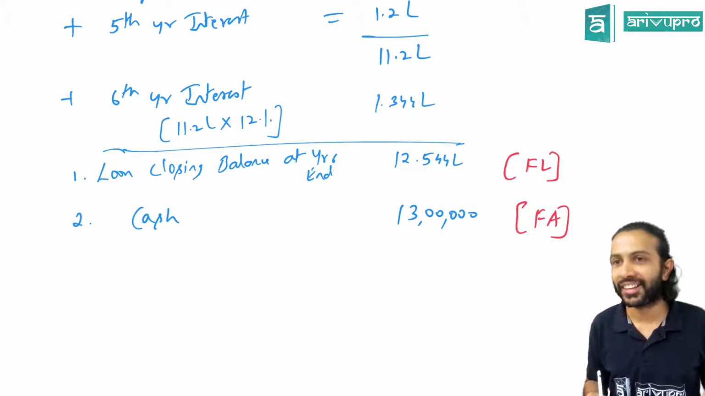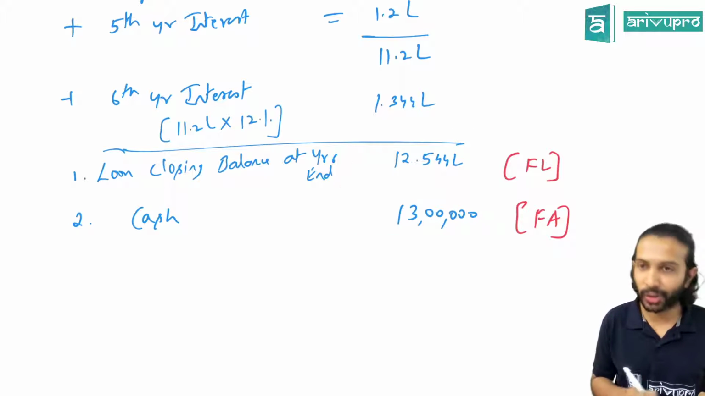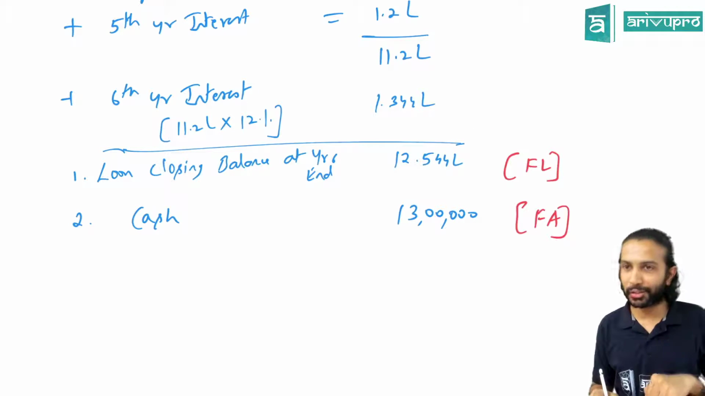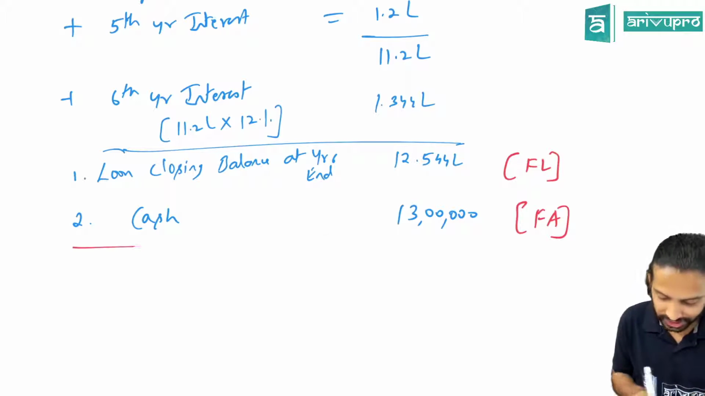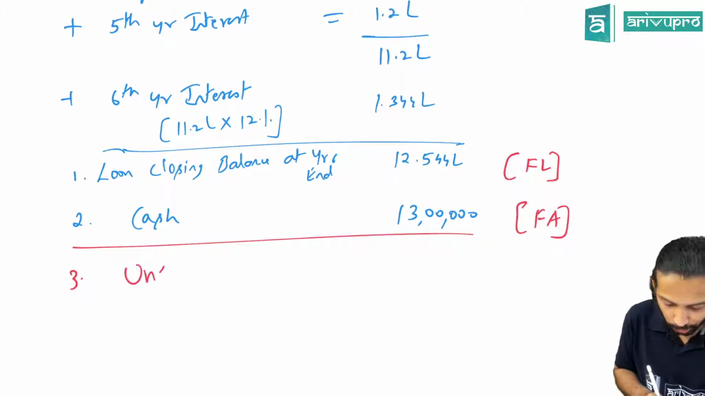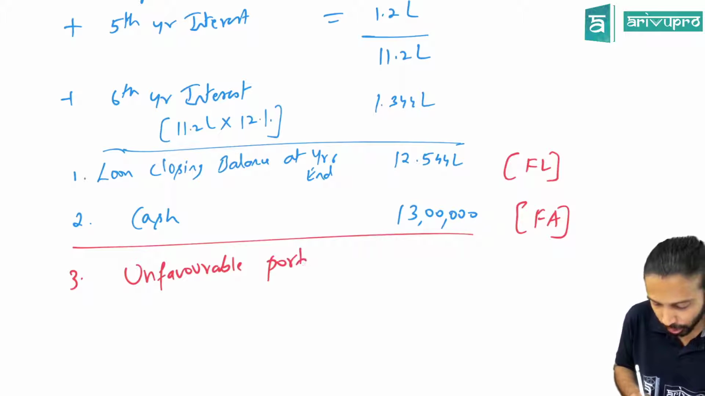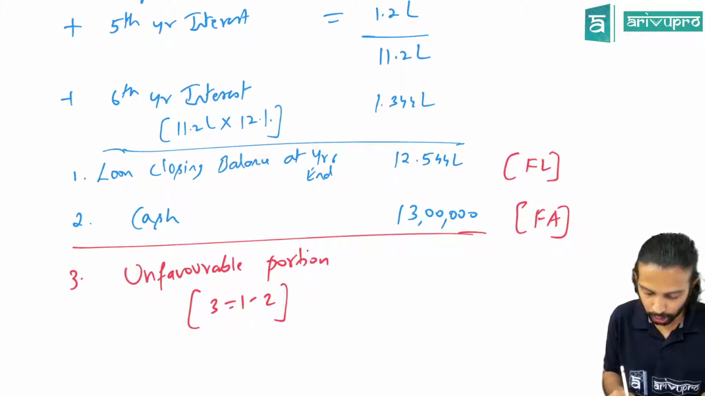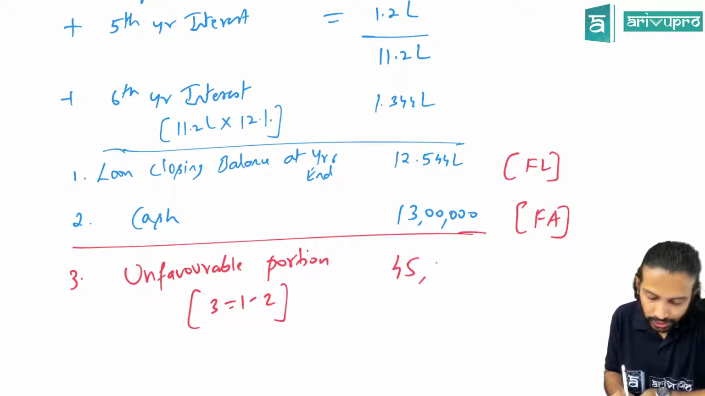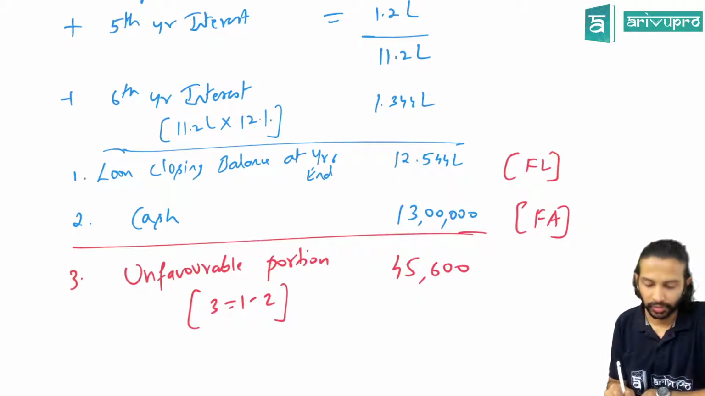Unfavorable condition. That means you are paying extra, no? That extra portion is unfavorable to you. That means it will be recorded as what? What is that extra? Unfavorable portion. I'll write it as unfavorable portion, okay? Unfavorable portion, I'll write 3 is equal to 1 minus 2. How much will be the unfavorable portion? 45,600. Correct or no? Favorable or unfavorable?